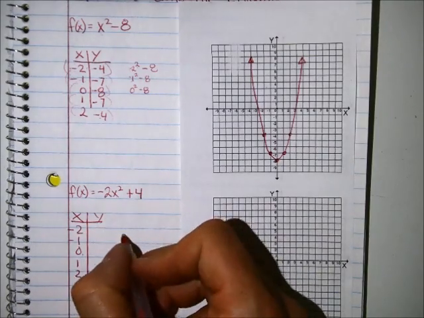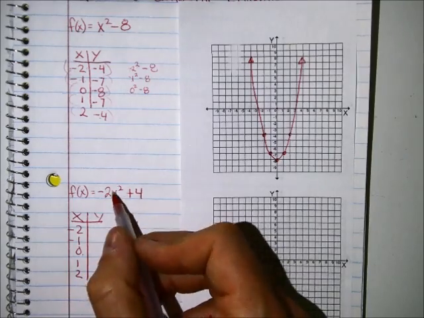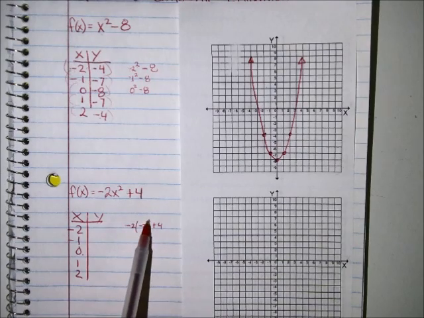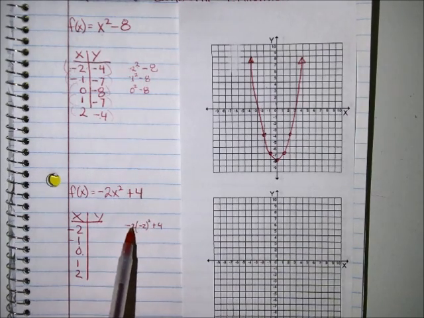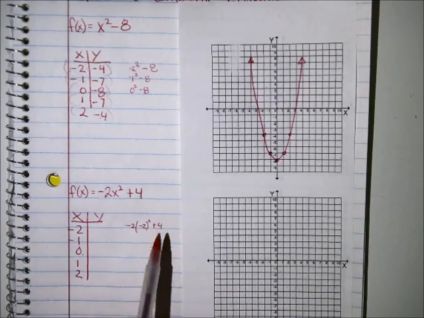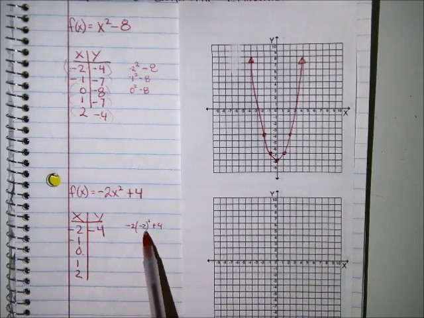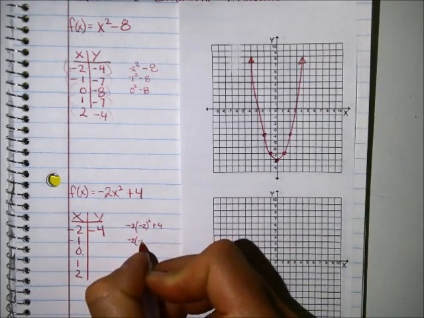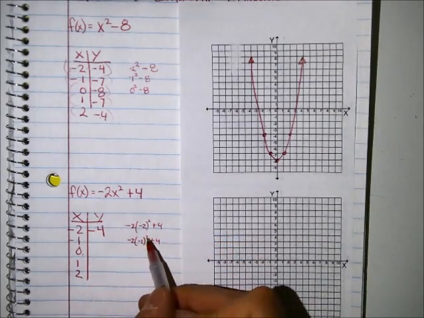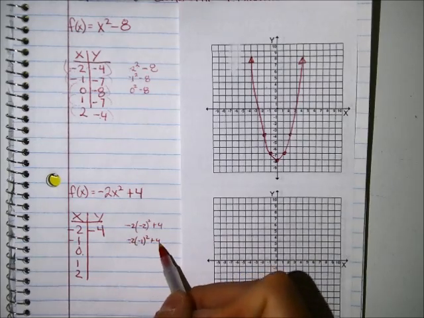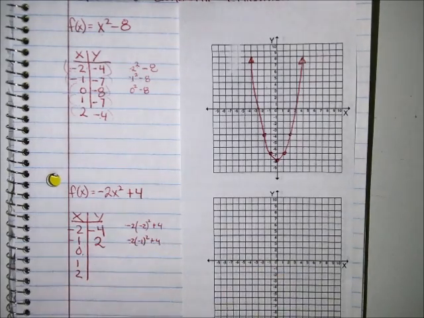Take -2, put it in there. I get -2 times -2 squared plus 4. -2 to the power of 2 is 4. Times -2 is -8. -8 plus 4 is -4. Take -1, put it in here. I get -2 times -1 squared plus 4. -1 to the power of 2 is 1. Times -2 is -2. -2 plus 4 is 2.